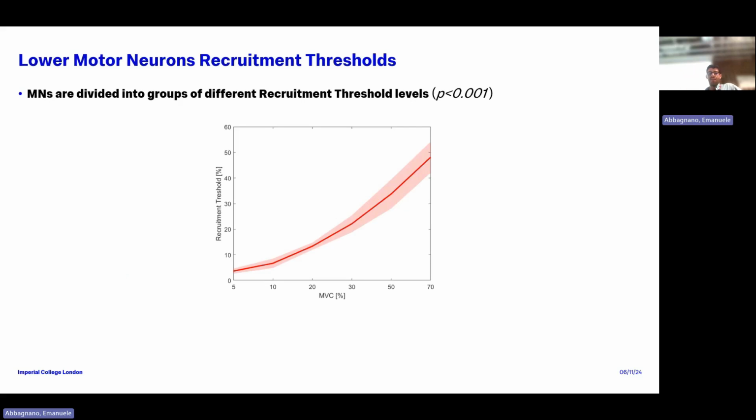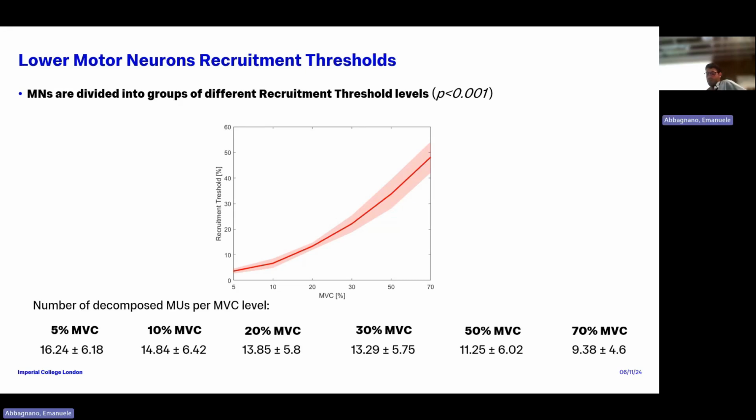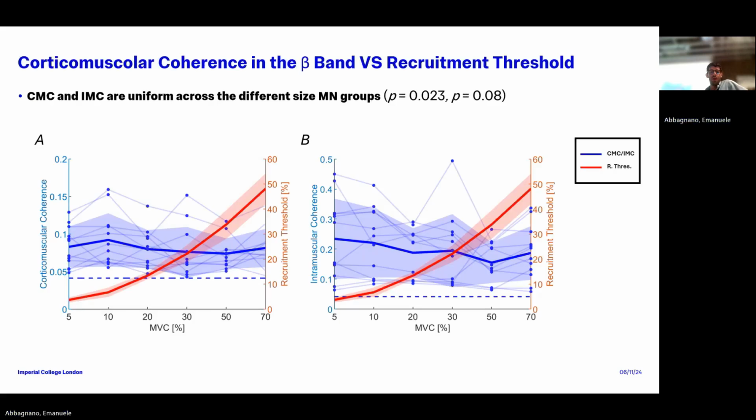So let's look at the results. First thing first, we got on the x-axis all the 6 different contraction levels we acquired during this experiment. We can see in the y-axis that the recruitment threshold of the decomposed motor neurons at each contraction level is increasing. Effectively, the recruitment threshold is an index of the size of the motor neuron. So we did decompose different size motor neurons across these different contraction levels. So let's see now the neural dynamics for these different motor neurons. Oh, sorry, this is just the number of motor neurons decomposed at the contraction level.